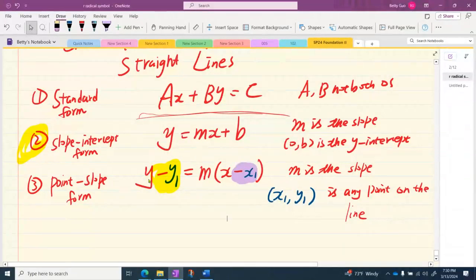On the left side, variable y plus a number. What's the number? That number is the opposite of the y value of the given point. Do you see the structure, guys? Instead of saying minus, I say the opposite plus the opposite. There's a benefit of doing that.